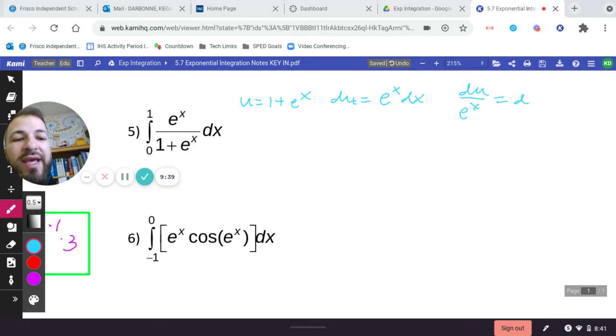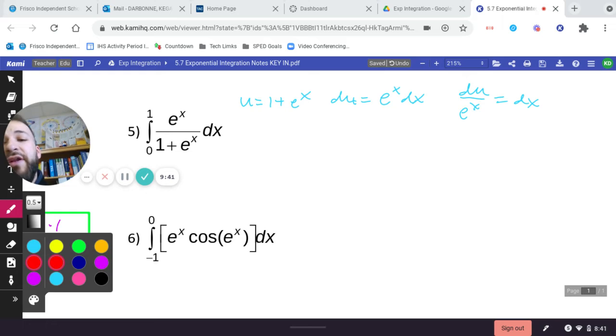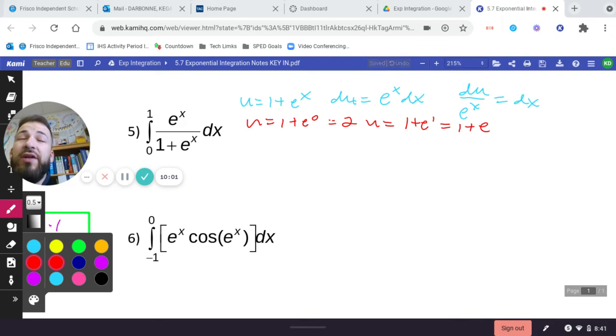which means du divided by e to the x is equal to dx. And it's a definite integral, so I still have to change my bounds. So u is equal to 1 plus e to the 0, so 1 plus 1, which is equal to 2. And u is equal to 1 plus e to the 1, which e to the 1 is just e. So just 1 plus e, which is a weird thing that we're going to have to plug in as our limit, but we just got to plug in what we got to plug in.